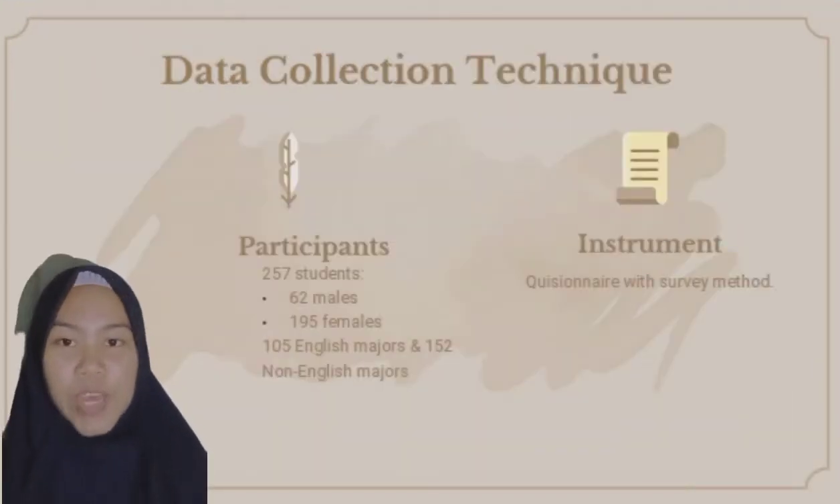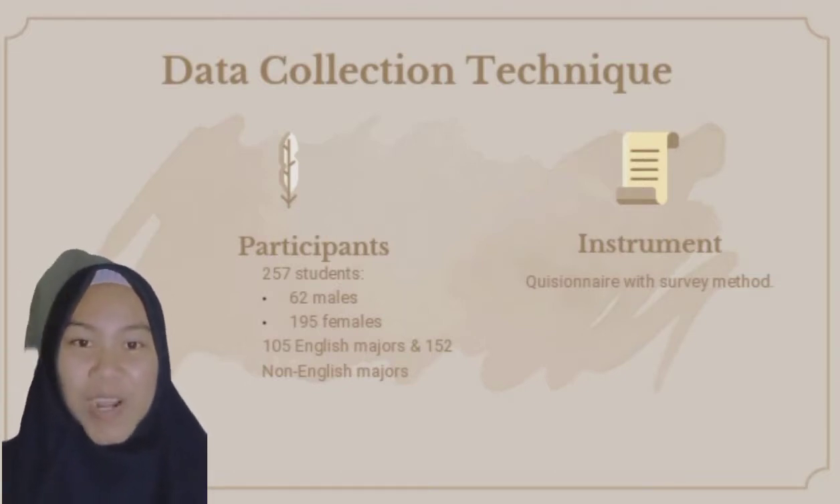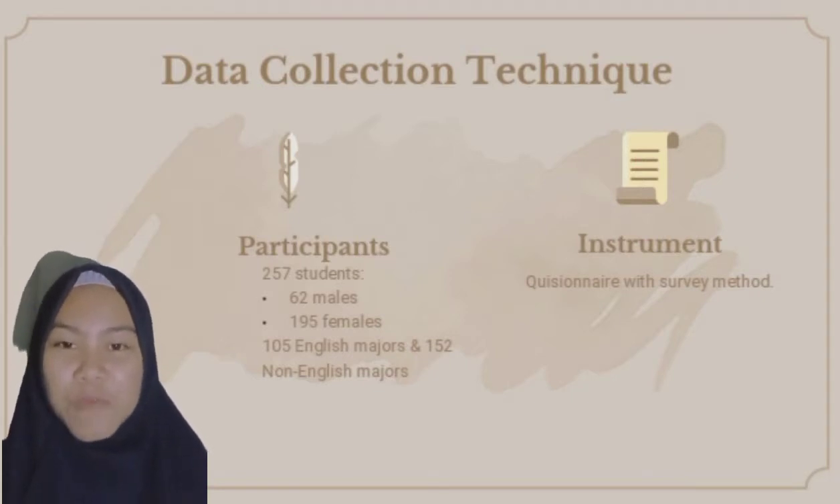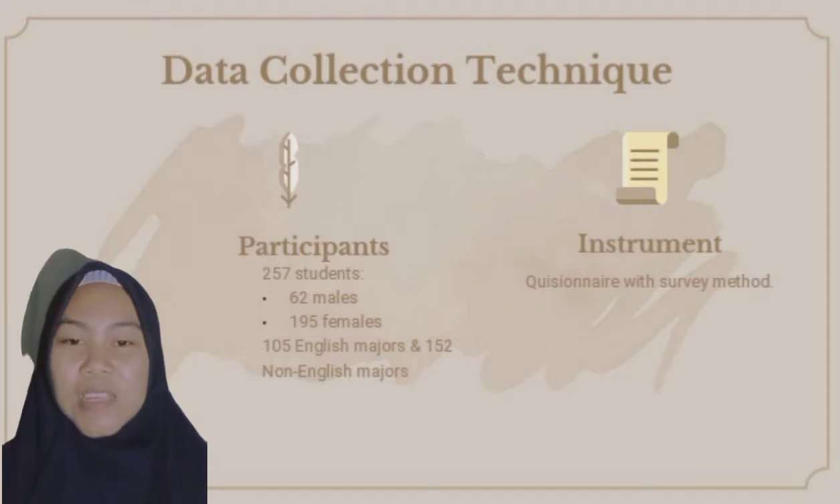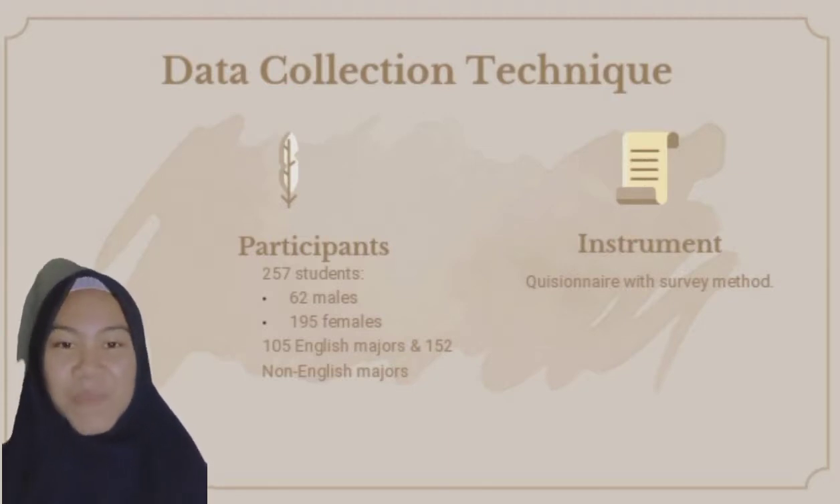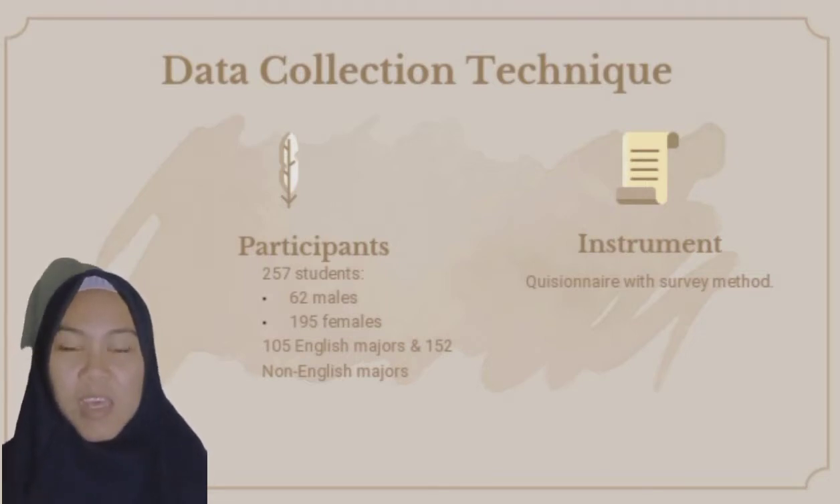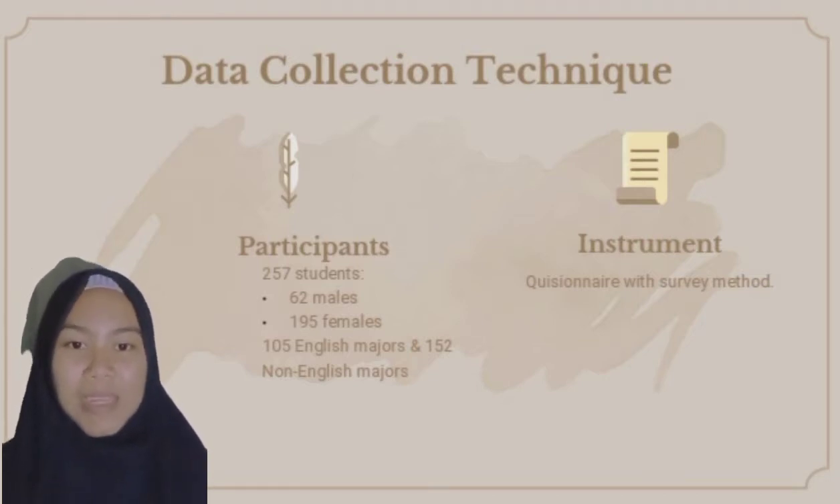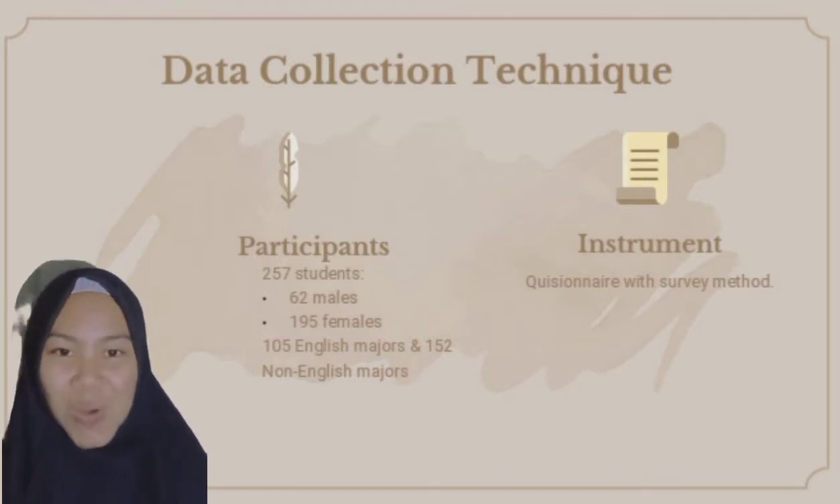The second material is data collection technique. There are participants and instruments. The participants include 257 students, with 62 males and 195 females, of whom 105 are English majors and 152 are non-English majors. And then the instrument: the data was collected with a questionnaire, using the survey method. The data was analyzed via the SPSS software package for Windows.